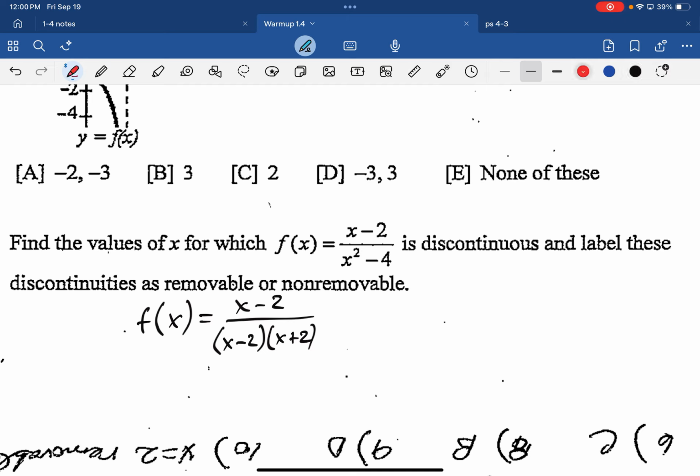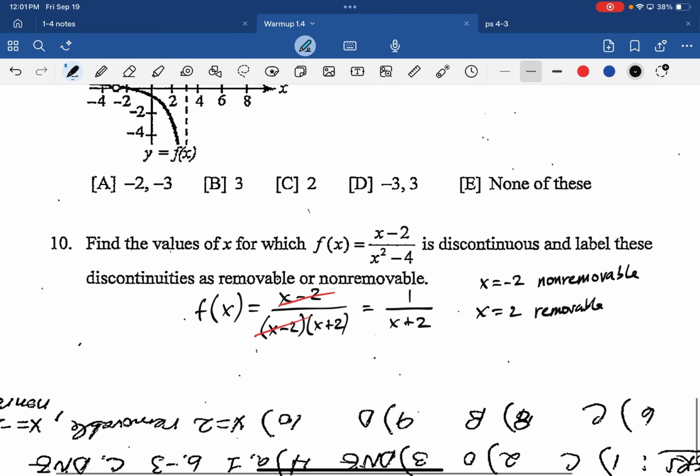And so when we look at this, we can actually see that there are two discontinuities, right? There's one at x equals 2 and one at x equals negative 2. But the one at x equals 2 is removable because we're able to cancel these two things out and write it as 1 over x plus 2. And we can't simplify beyond that anymore. So we would say that x equals minus 2 is non-removable because we can't get rid of it by factoring and canceling. But the x equals 2 is removable because we were able to get rid of it by factoring. Got it?